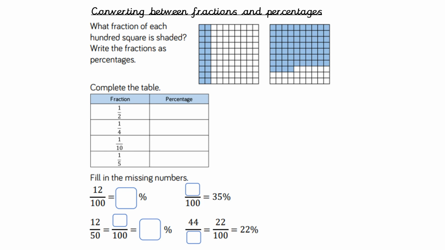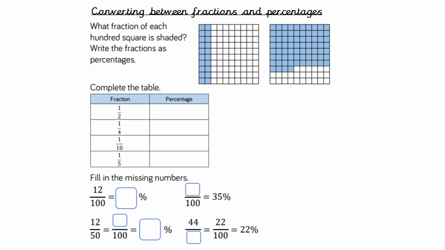Starting off quite easy then, it says what fraction of each 100 square is shaded. Write the fraction as percentages. Now this is easier because obviously they are on 100 squares, so it's already out of 100. So for those two, just how much of it is shaded in blue. How much out of 100, and then change it into a percentage.